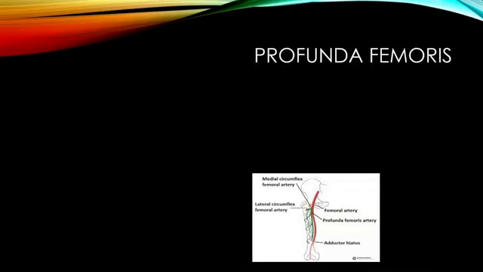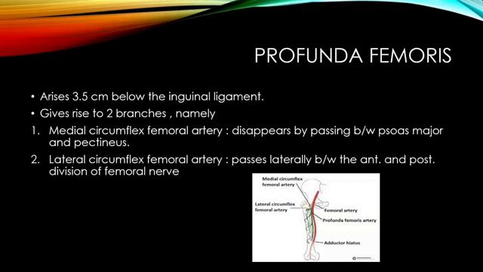Now let us look into the deep branches in more detail. Let us begin with profunda femoris. The profunda femoris is the largest branch of the femoral artery, and around 3.5 centimeter below the inguinal ligament, laterally, it gives rise to the profunda femoris. And this profunda femoris immediately gives rise to two other branches, the medial circumflex femoral artery and the lateral circumflex femoral artery.